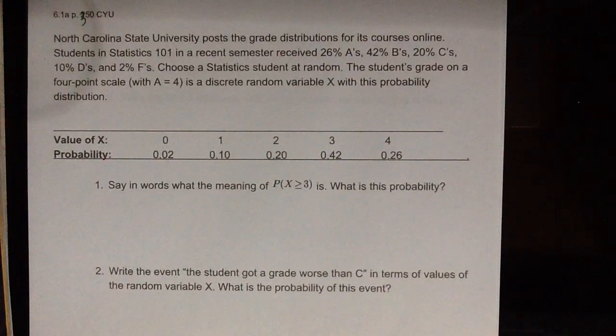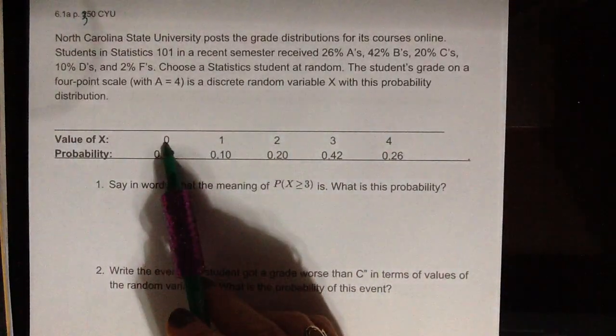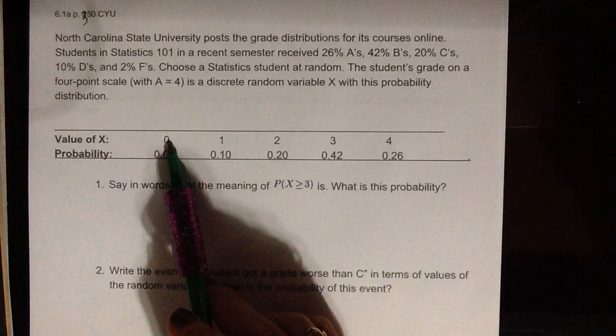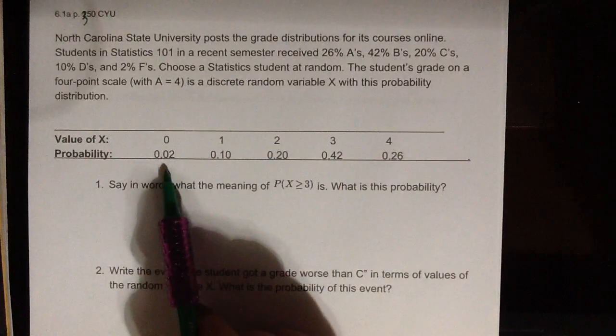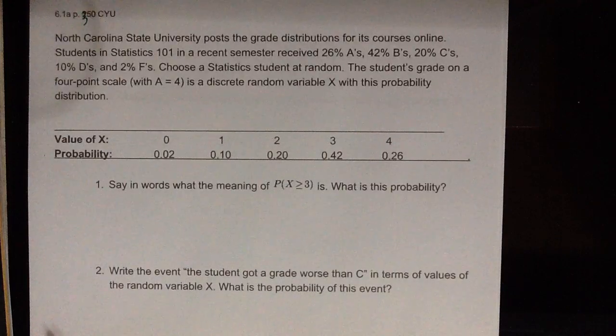probability distribution. So because we have a probability distribution for a discrete random variable, we're able to see each value that x can take on and the probability of it taking on that value. So we're going to use that to answer the questions below.